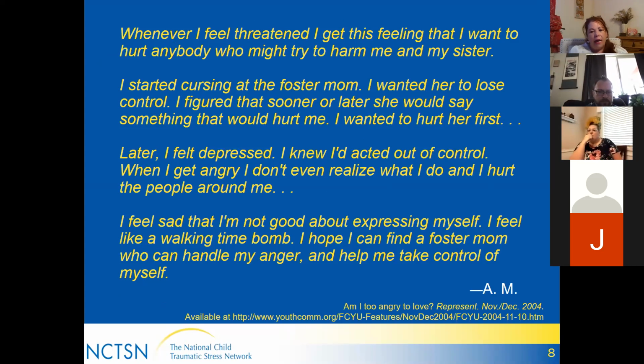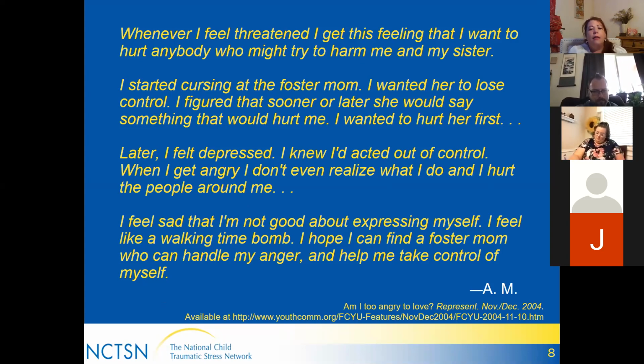Right here, this is that, we've quoted her quite a bit. Her full story is actually on page 419, and not her full story, but part of her story. She wrote a book, but there's more about her story on page 419 if you want to go look that up in the supplemental material. But this one says, whenever I feel threatened, I get this feeling that I want to hurt anybody who might try to harm me and my sister.